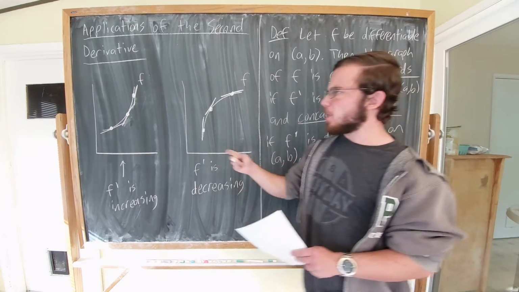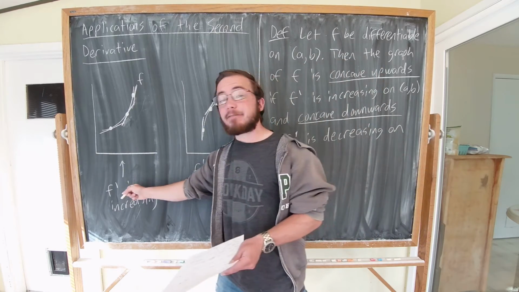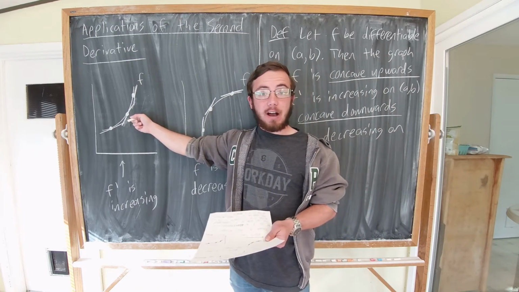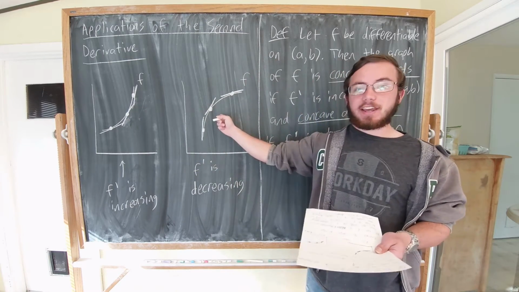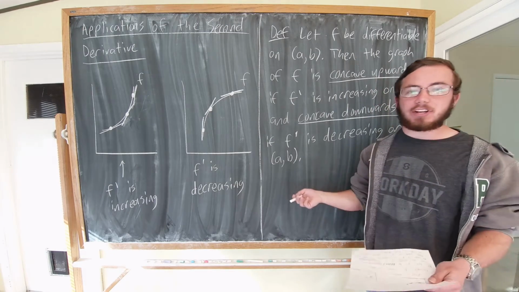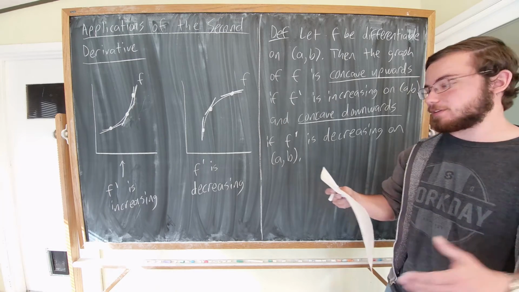So, key note, both of these functions are increasing functions, but because f prime is increasing here and f prime is decreasing here, this function is concave upwards, this one is concave downwards. Alright, so that's a cool definition and all, but how does that connect to the second derivative?